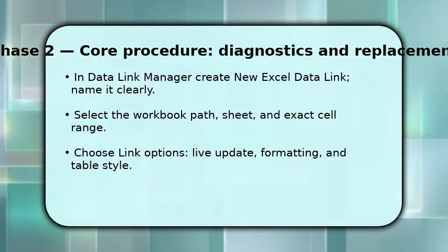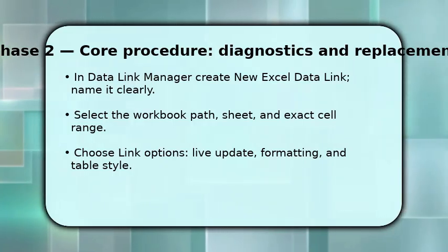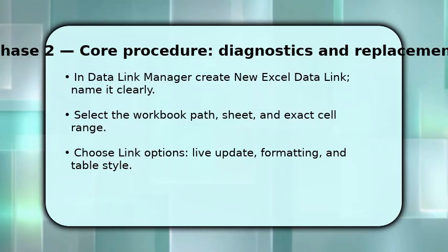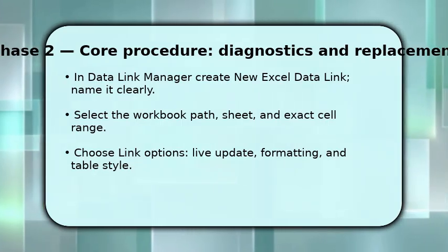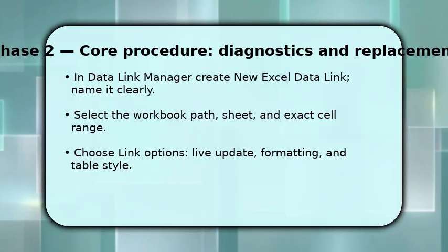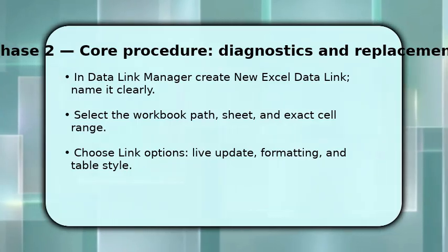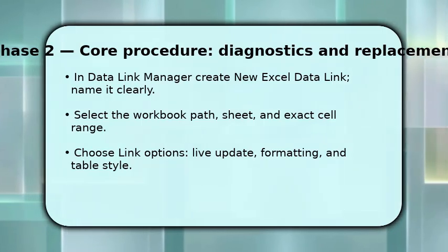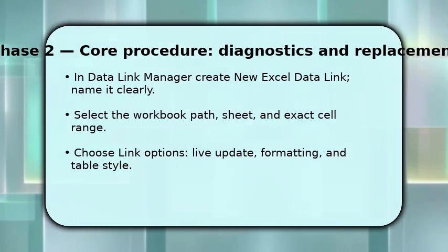Next, navigate to the workbook path, pick the correct worksheet, and type or drag select the specific cell range to import. Make sure you choose link options. Enable Live Update if you want changes to propagate, preserve Excel formatting if needed, and set a table style for AutoCAD. Once configured, insert the table into your drawing at the chosen insertion point.